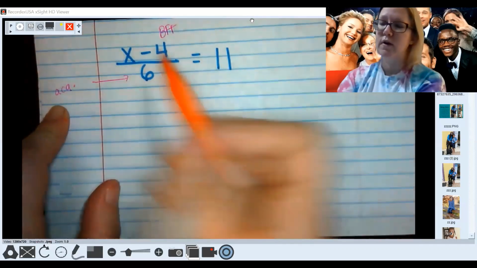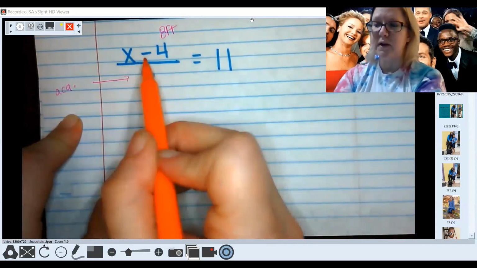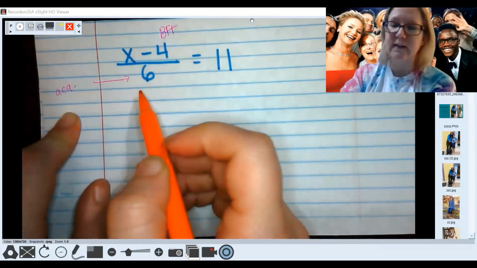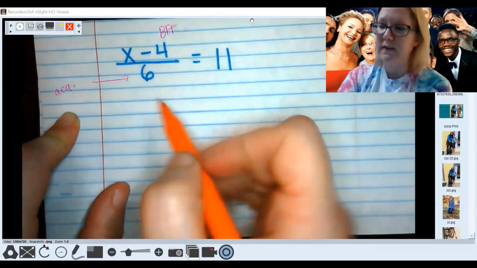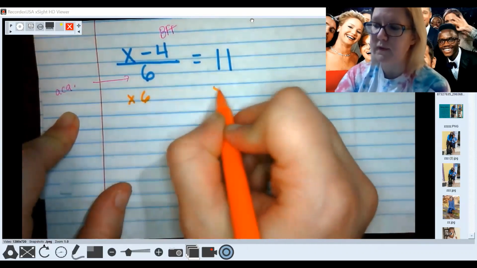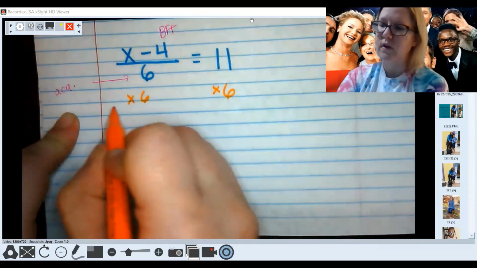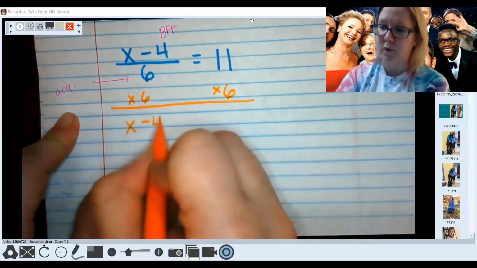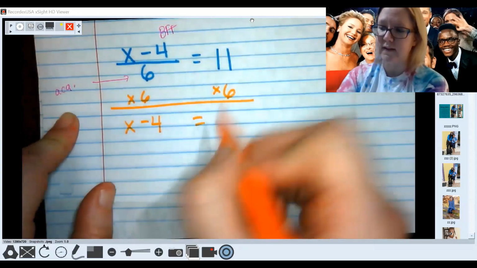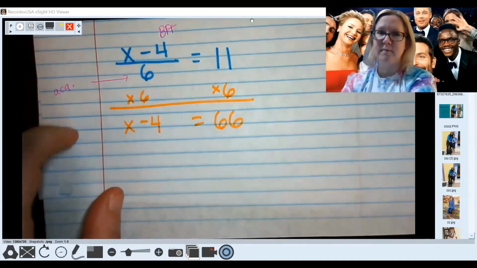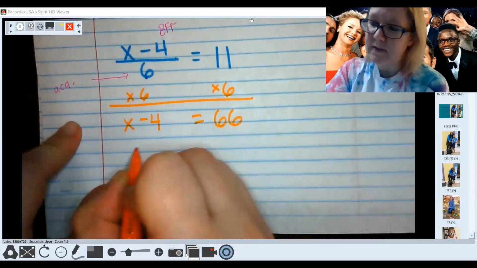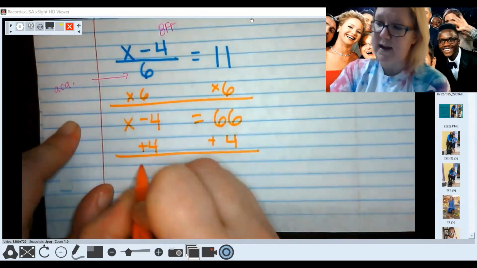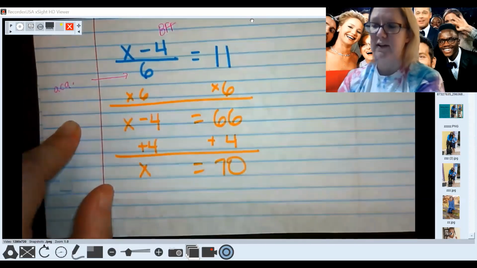All right, so notice right here, this is x minus 4 divided by 6 equals 11. I'm going to get rid of that 6 first. The inverse of dividing by 6 would be to multiply both sides by 6. That leaves me on the left side with x minus 4 equals, and this is 66. Now the BFF is leaving, so I'm going to add 4 on both sides, and I get x equals 70.